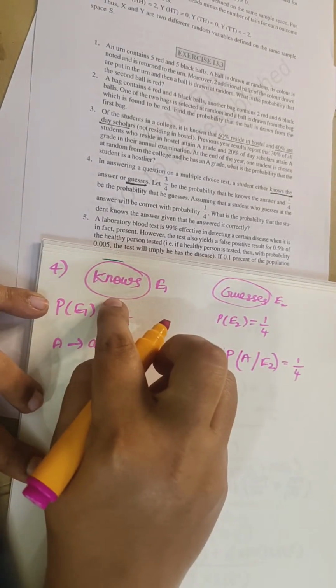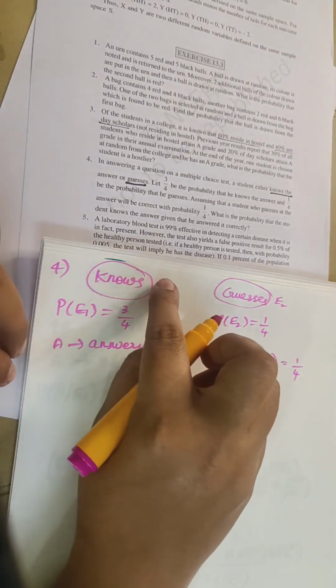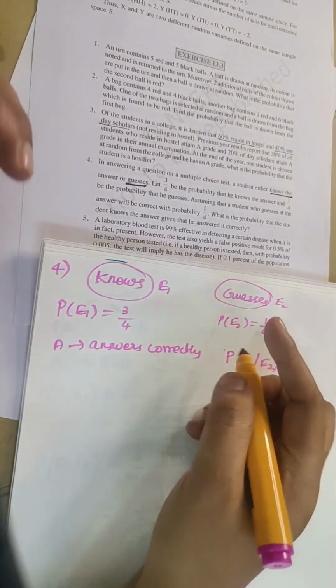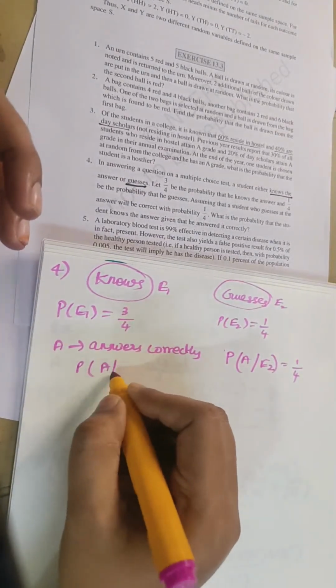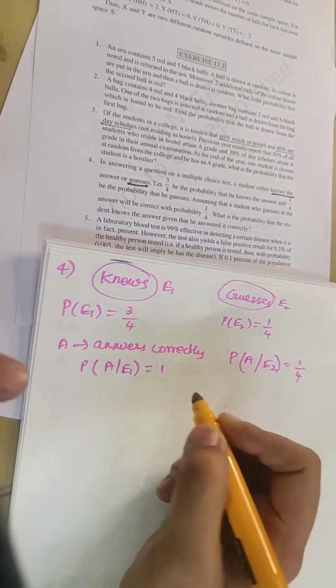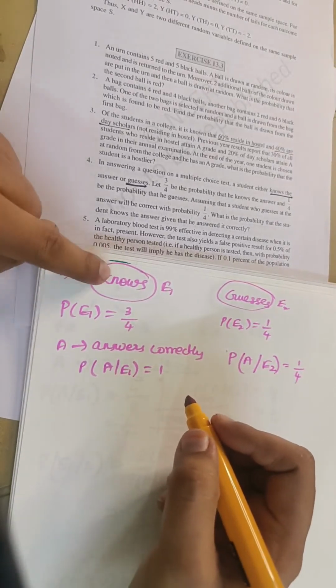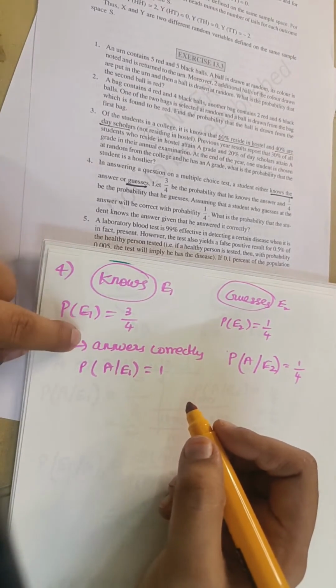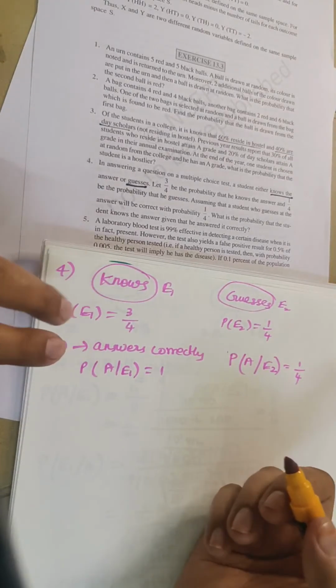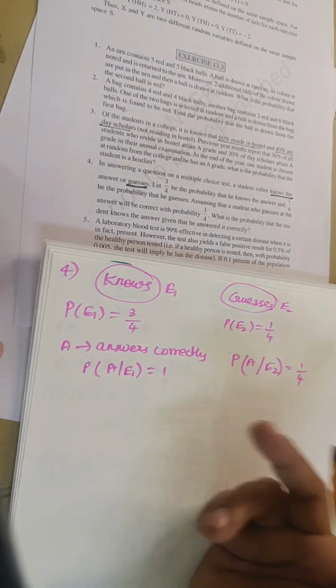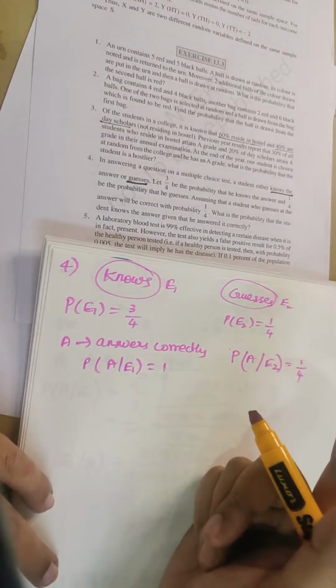Here, the student knows the answer and the answer is correct. So then P of A given E1 will be 1, because for sure the student knows the answer and A is the correct answer. So both, for sure it is happening. So it is 1.